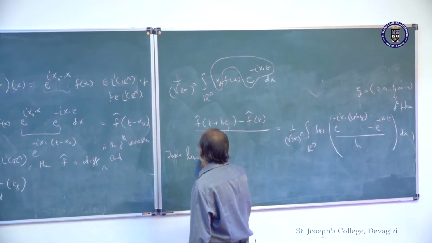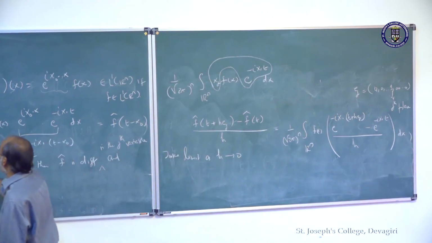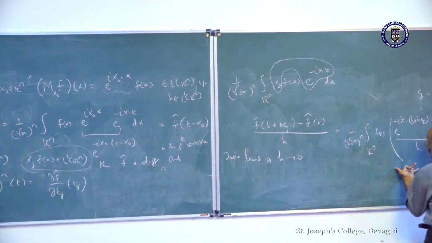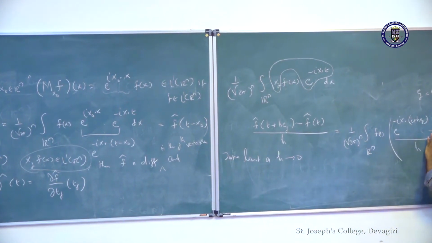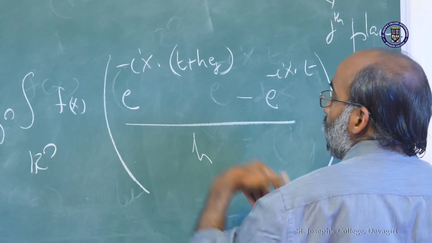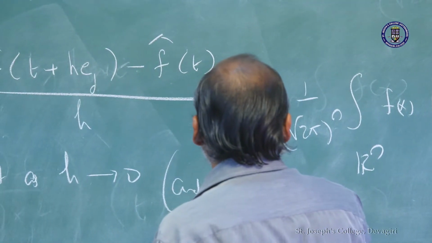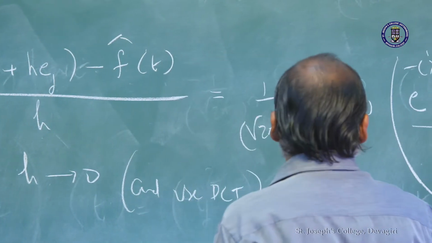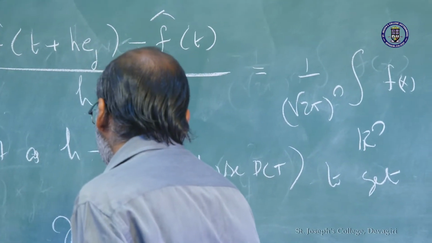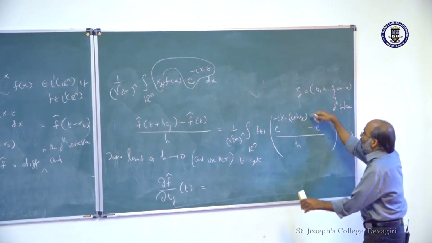Take the limit as h goes to 0 and of course, use the fact that xj f is in L1. That is how you can take the limit inside, because this will be bounded by xj times something, and xj f is in L1. So, you apply DCT, you can take the limit inside, and use DCT to get that this is simply the derivative of f hat with respect to the jth variable. Here what will I get?